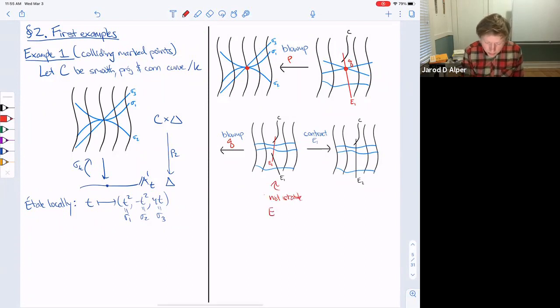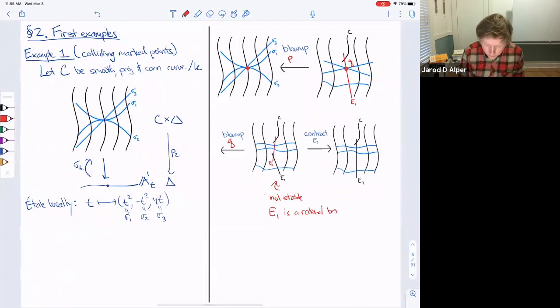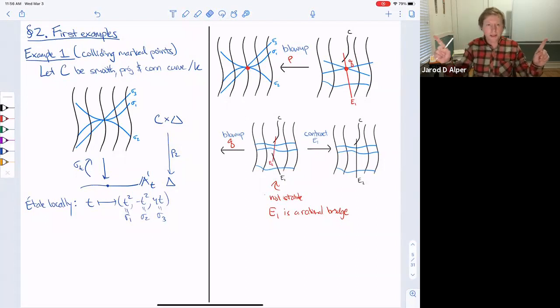What I've drawn here, E1, is what I called last time a rational tail, right? It's a P1, no, sorry, not a rational tail. It's a rational bridge, right? Because this P1, this E1, meets the rest of the curve at one point, but you also have one section. So there's two special points. And then you just contract that rational bridge in the total family. So you just remove E1, you take the image of this section, and the sections remain disjoint and the central fiber is stable.